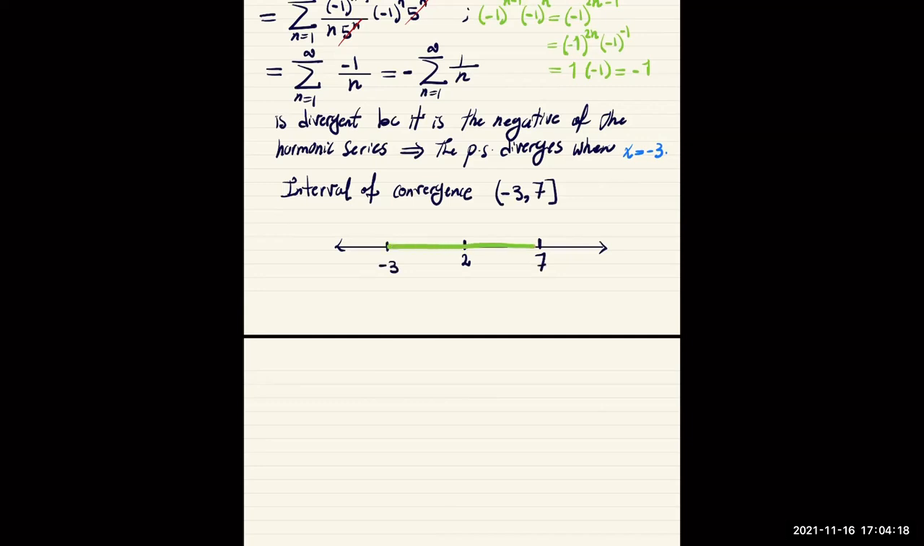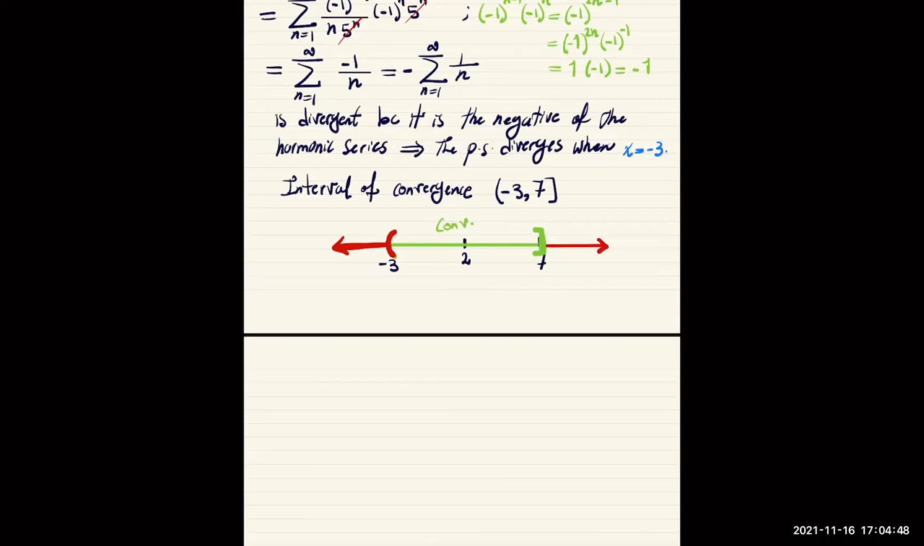Over this interval, it's going to converge, and it's going to converge absolutely. At 7, it will converge. At -3, it will diverge. And it is just divergent everywhere else. Like that. I'm just going to write that. So convergent here, divergent everywhere else.